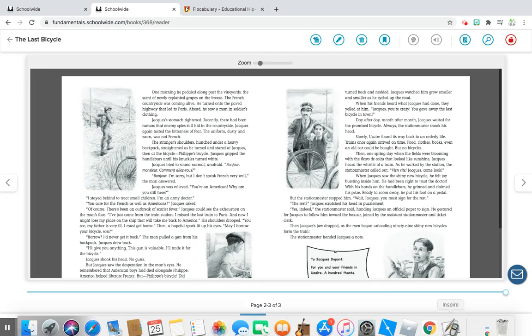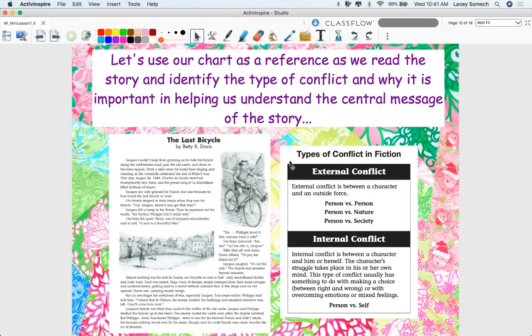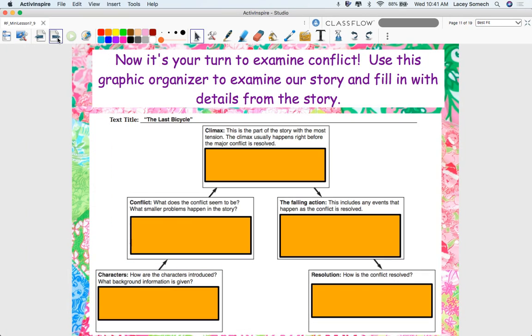So that was the end of our story here as we come back. Pretty amazing, right? Okay, so we've identified what the problem is. He made a decision. He decided to give the bicycle to the American doctor, and then how was the conflict resolved? What was the solution that's going to help us understand that central message?